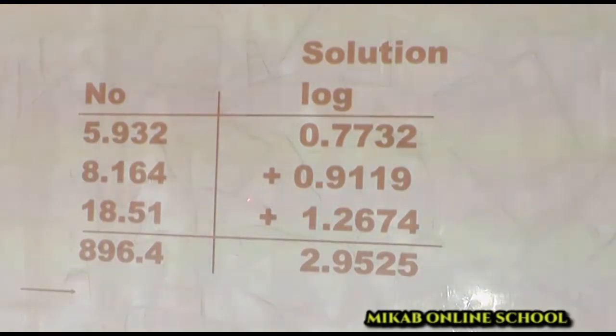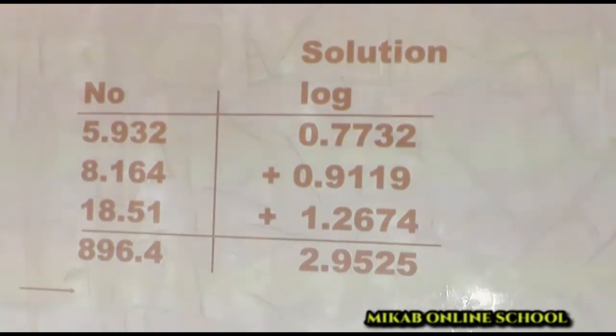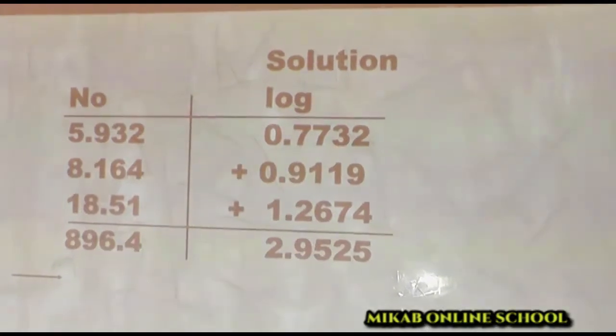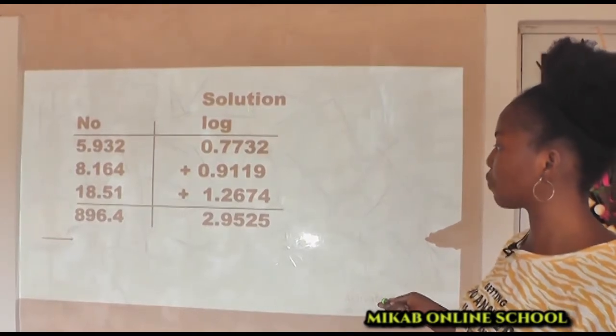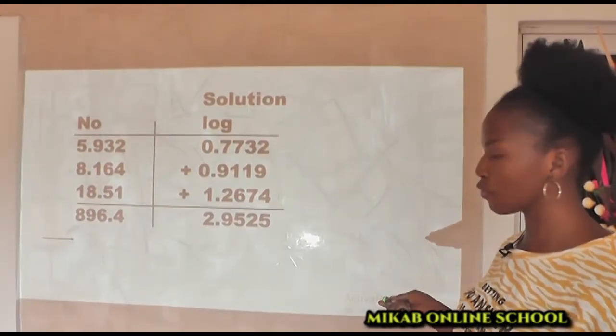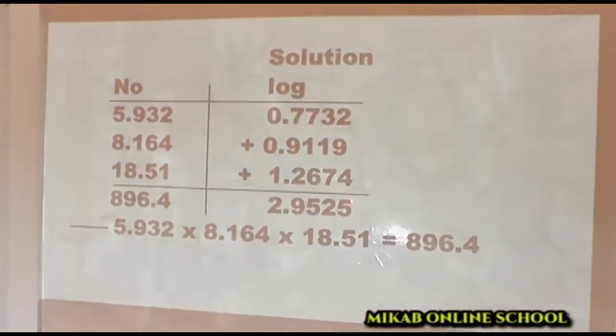indices. So by the time we add 0.7732 plus 0.9119 and 1.2674, the result will give 2.9525. So this is the logarithm of these numbers when multiplied. And how do we get the exact number? We will check the anti-logarithm table, and in the anti-logarithm table we check for 95 under 2, difference of 5.